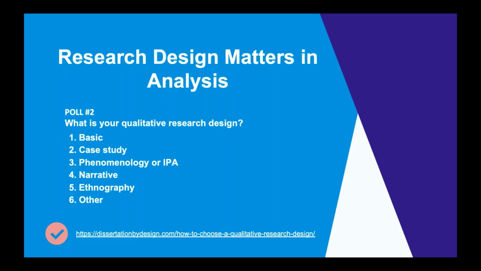So design matters. What we choose and justify is important for our research, matters in Chapter 4, and obviously Chapter 3 because we have to describe it, but Chapter 4 really gives us the structure that we need to be thinking about when we're getting ready to write up our findings. So here's our second poll. What is your research design? Basic qual, case study, phenomenology or IPA, narrative, ethnography, or something else?